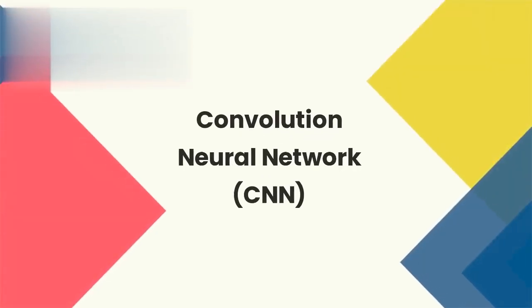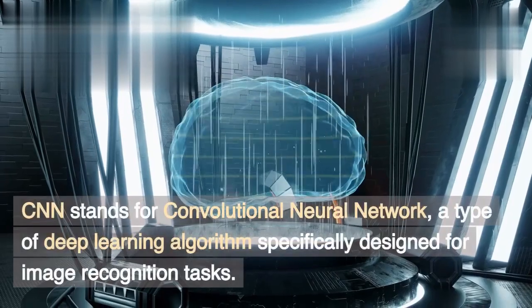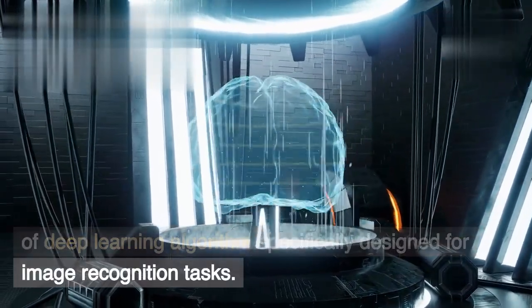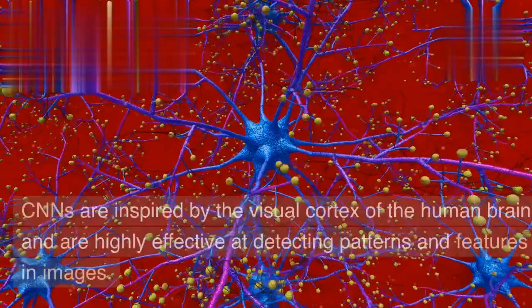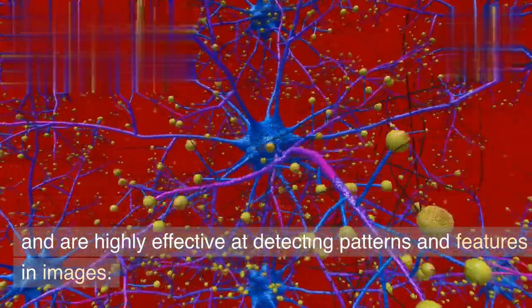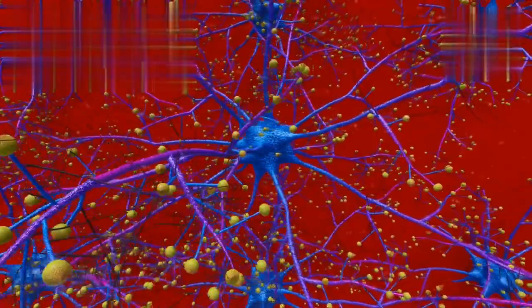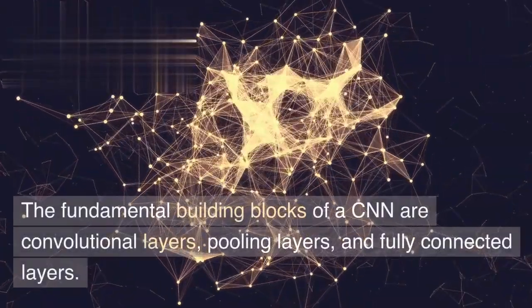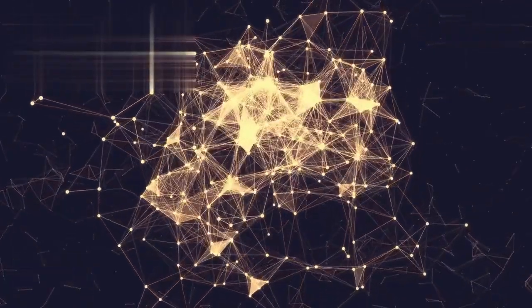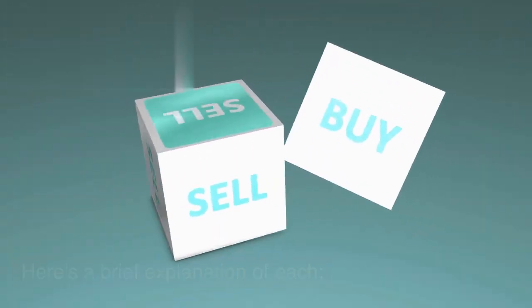Convolutional Neural Network, CNN. CNN stands for Convolutional Neural Network, a type of deep learning algorithm specifically designed for image recognition tasks. CNNs are inspired by the visual cortex of the human brain and are highly effective at detecting patterns and features in images. The fundamental building blocks of a CNN are convolutional layers, pooling layers, and fully connected layers. Here's a brief explanation of each.